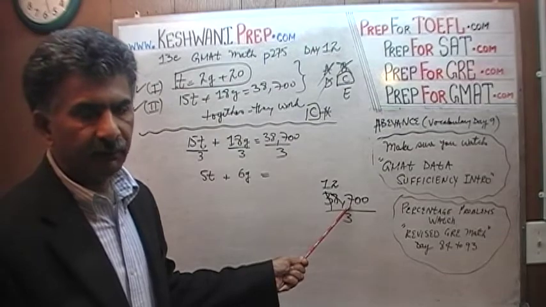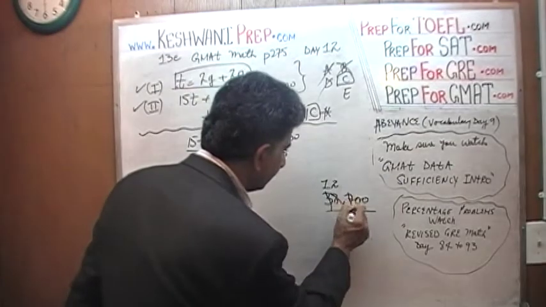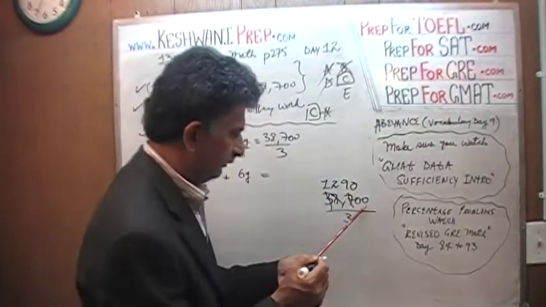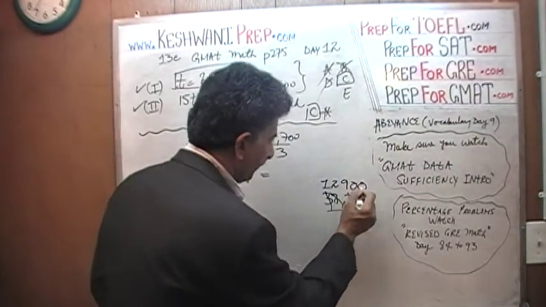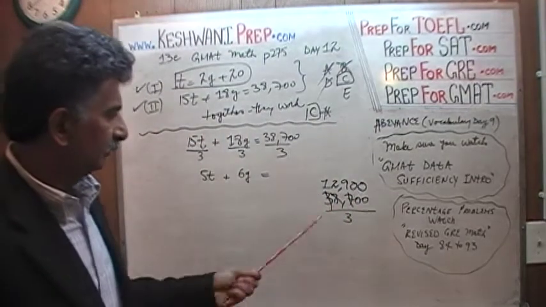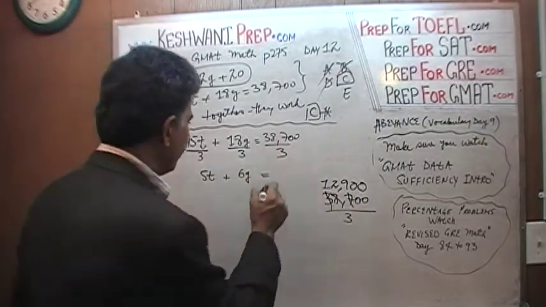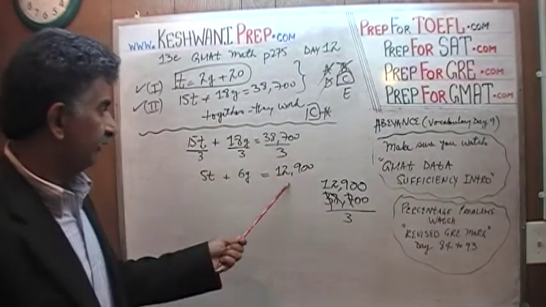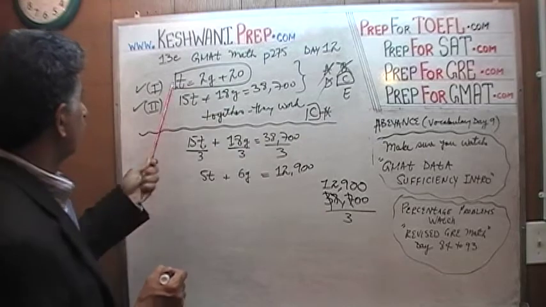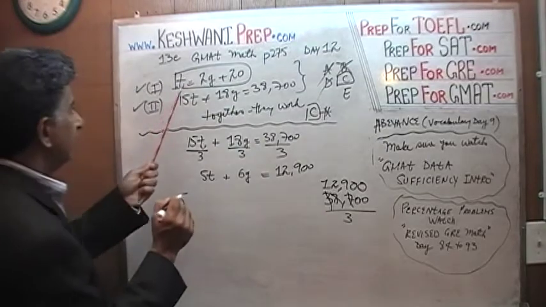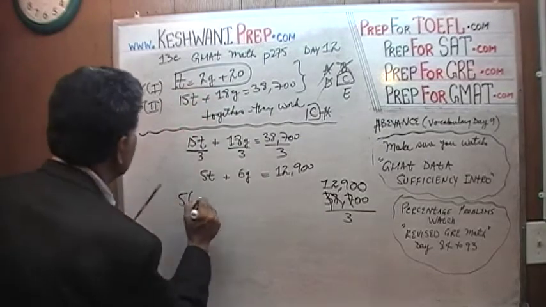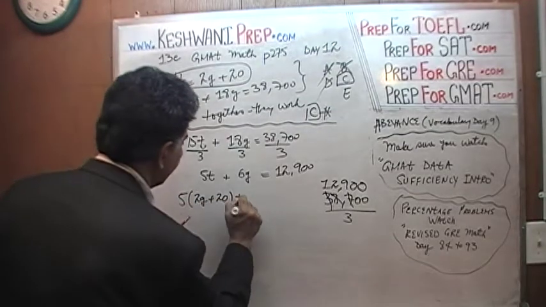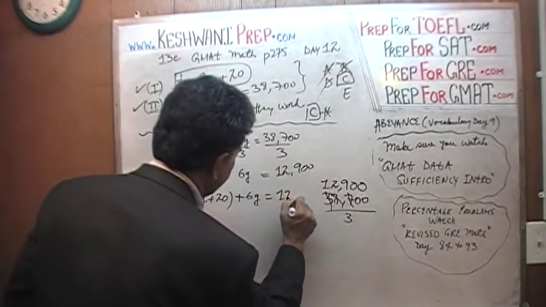How many 3's in 27? 27 has 9 3's. How many 3's in a 0? 0 has no 3's. Of course we just take the 2 zeros. So that's it. It becomes 12,900. Which is still not a very good number, but it still is better than dealing with the other one. Now let's substitute. So 5t, t equals 2g plus 20. 5 times 2g plus 20 plus 6g equals 12,900.